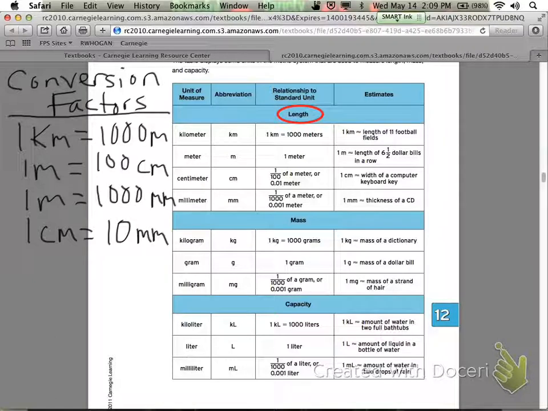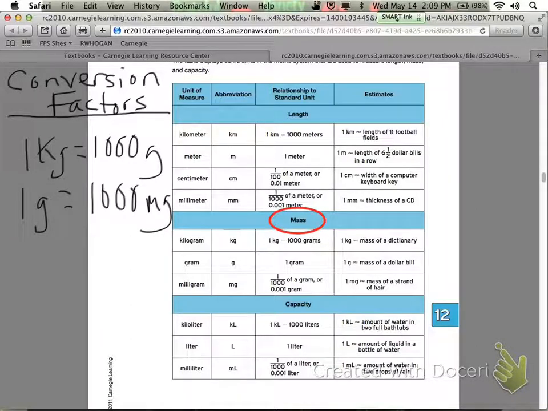So these are the conversion factors that I would like you to copy down for metric length. 1 kilometer is equal to 1,000 meters. 1 meter is equal to 100 centimeters. 1 meter is equal to 1,000 millimeters, and 1 centimeter is equal to 10 millimeters. Again, going back to problem number 1 and understanding what each of those prefixes means in those words.